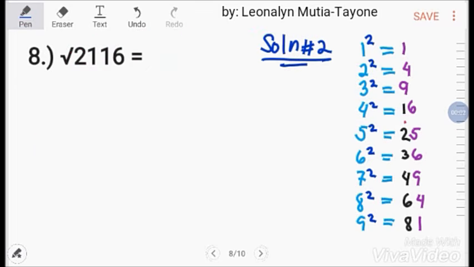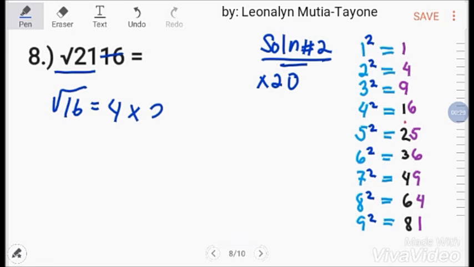Solution number 2. Doon ulit tayo sa constant na mag-multiply tayo ng 20. Ignore mo yung last 2 digit. Dito tayo sa square root ng 21. Pababa tayo kasi hindi naman yan perfect square. Pababa tayo ng 21, which is 16. Square root of 16 is 4. 4 times 20, constant, equals 80.